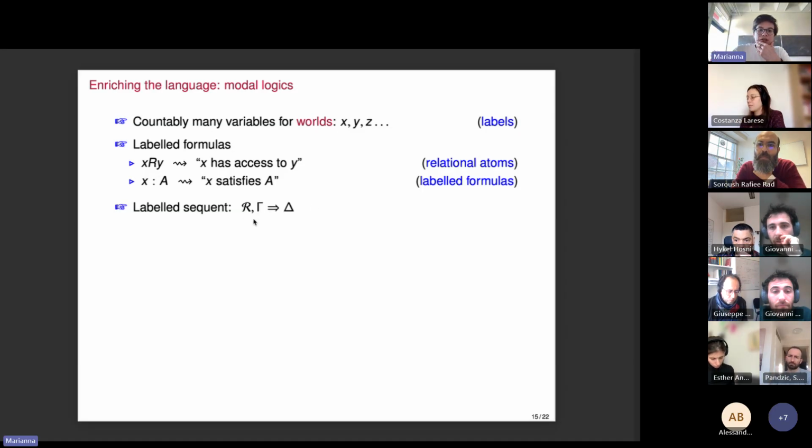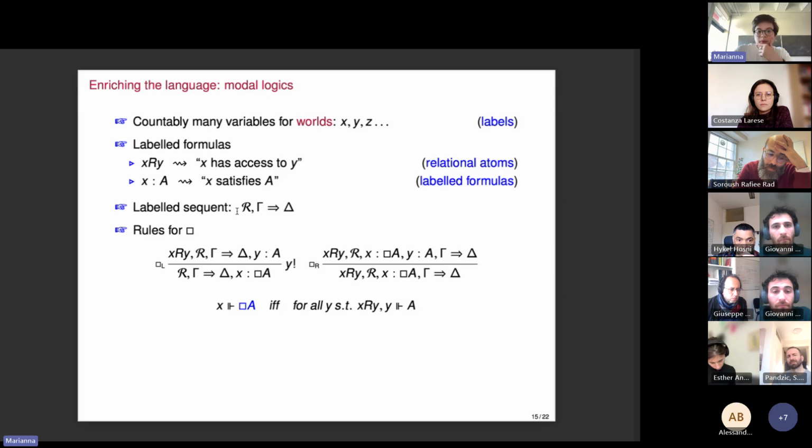Then a labeled sequent is something of this sort, where Gamma and Delta are multi-sets of labeled formulas, but not relational atoms, and R here is a multi-set of relational atoms. So relational atoms are only in the antecedent of my sequent.